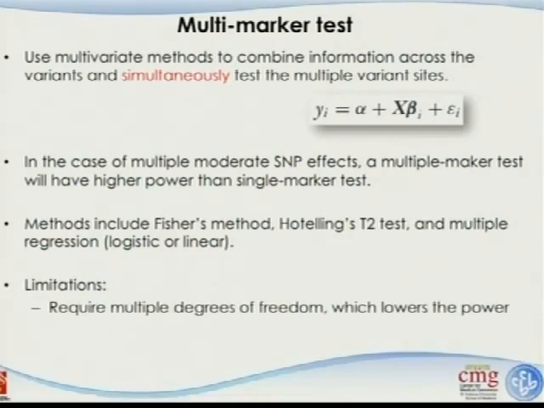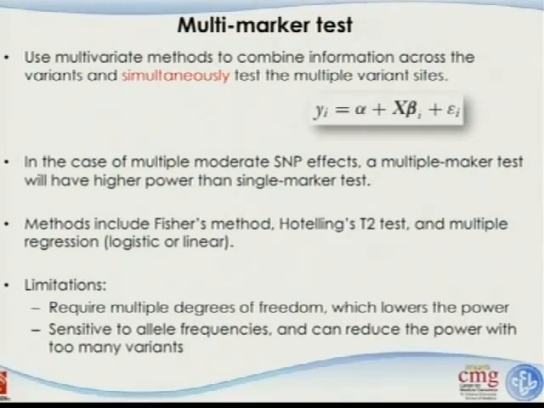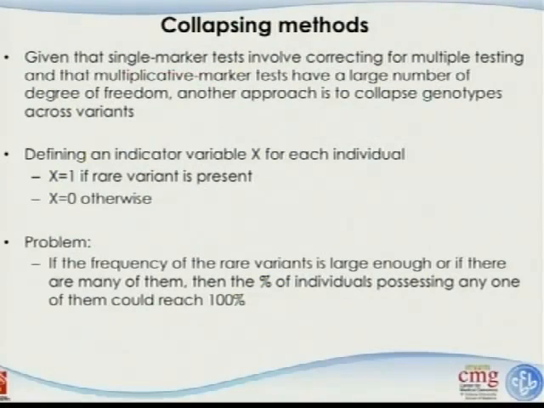But these methods include facial tests, and these tests are multiple regressions, and most of these methods require multiple degrees of freedom. If you're a statistician, you know that will lower the power as well. So multi-marker tests sometimes have issues. They are sensitive to allele frequencies and can reduce the power with too many variants as well.